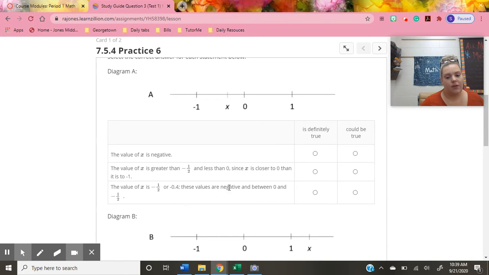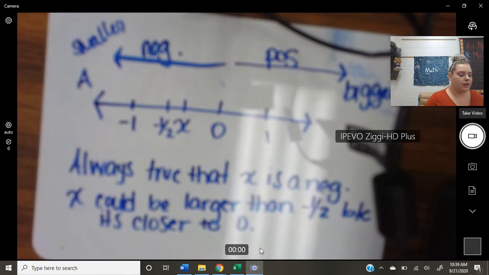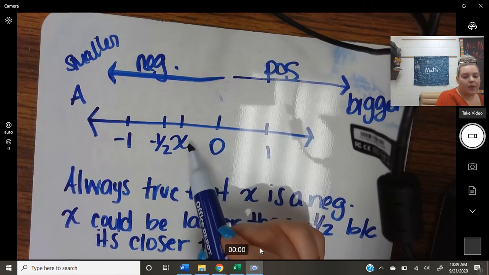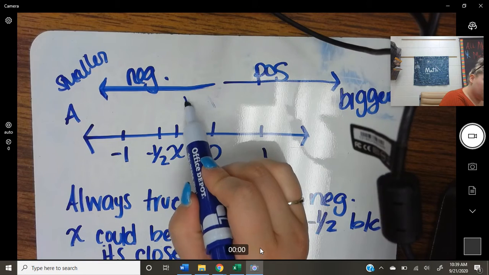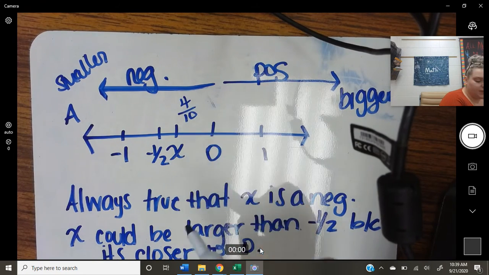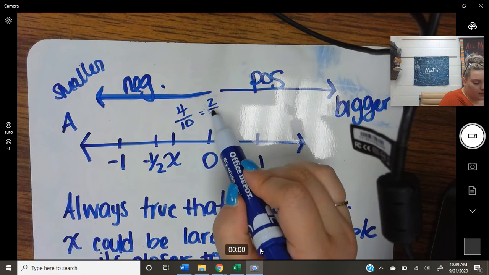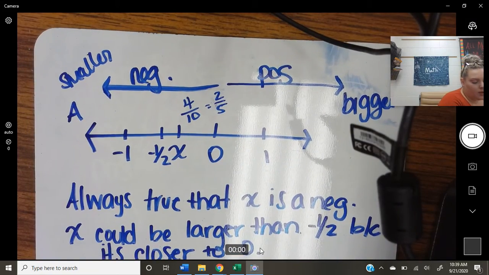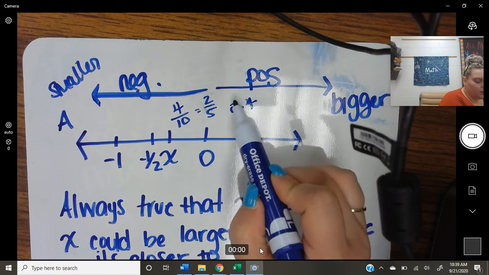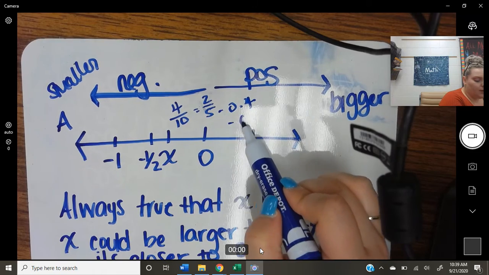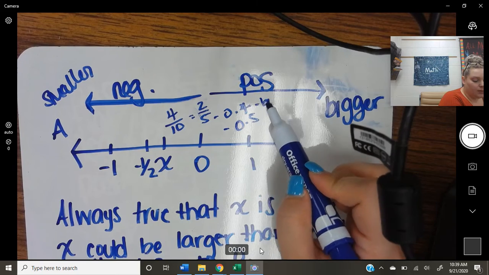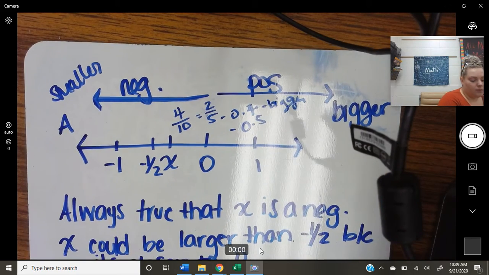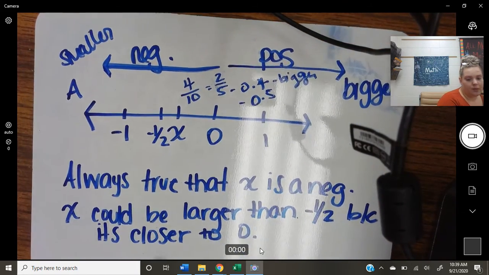Or 0.4. These values are negative in between 0 and 1/2. So we already said that this is bigger than 1/2. So what would 4/10 be? Because it's saying 4/10, which is 2/5. All right, so is 0.4, -0.4, bigger or smaller than -0.5? Well, it's closer to 0, so this would be bigger. Okay, so it could be true.